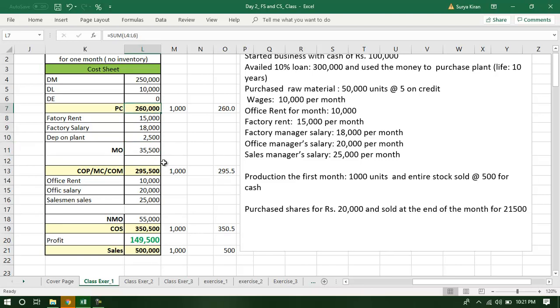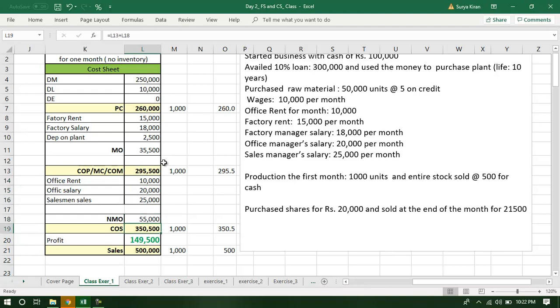So prime cost plus manufacturing overhead will show the cost of manufacturing or cost of production or manufacturing cost, whatever name you are comfortable with. So for 1000 units produced, the manufacturing cost is 295,500. So per unit manufacturing cost is 295.5. And we are now going to add non-manufacturing overheads, which are office rent, office salary and salesman salary. The total non-manufacturing overhead is 55,000.